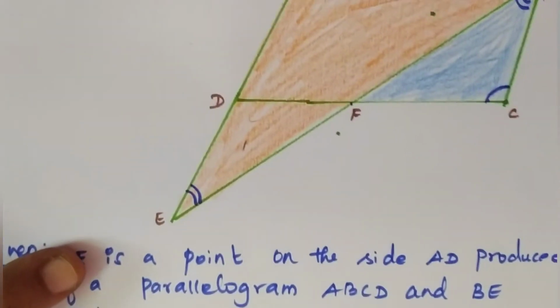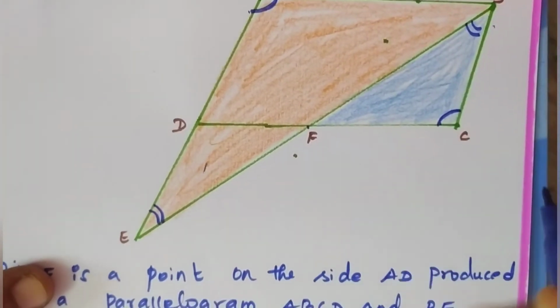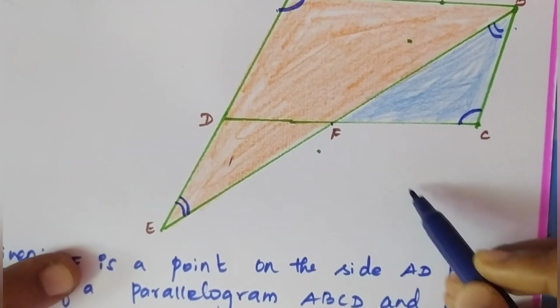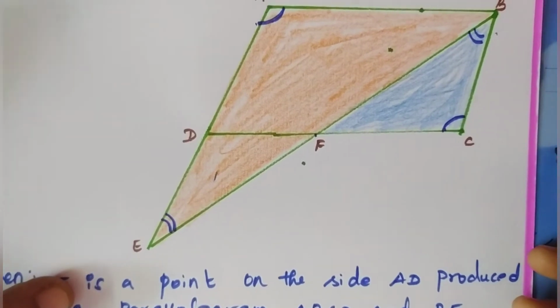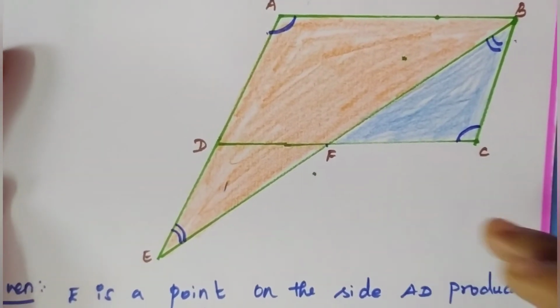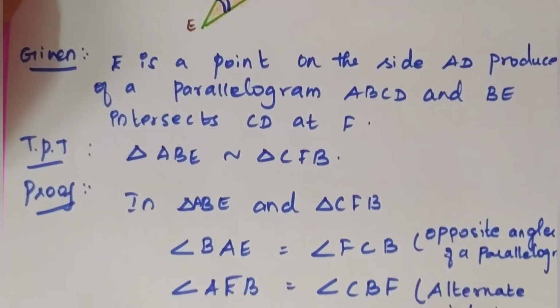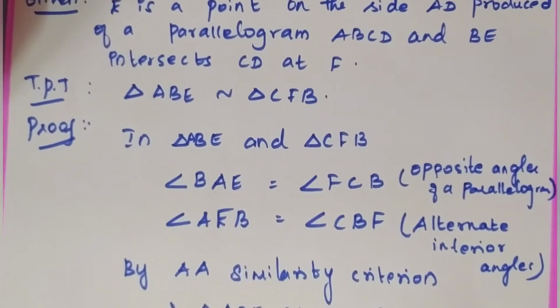So first we chose that we are going to use the AA similarity criterion, and after that we write given, to prove, and proof. Thank you.